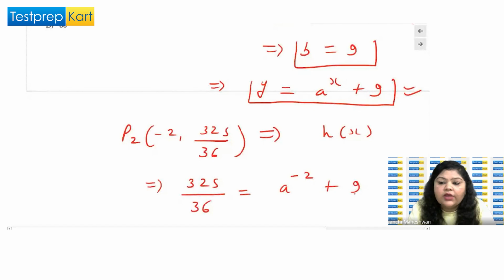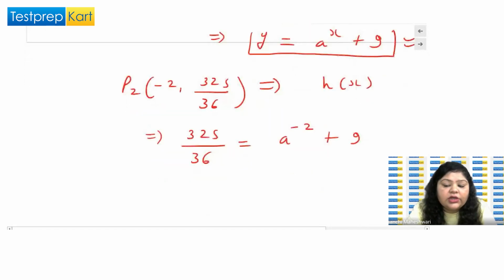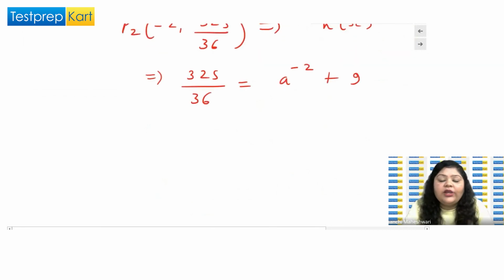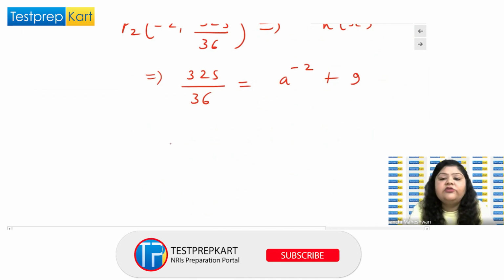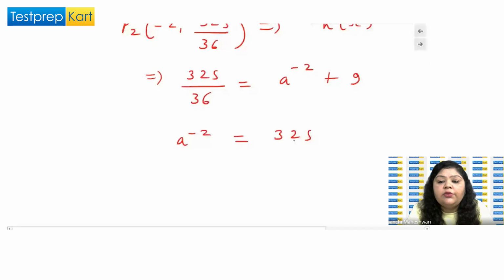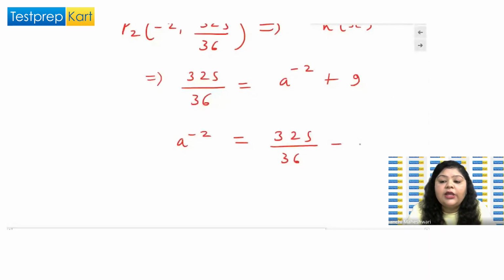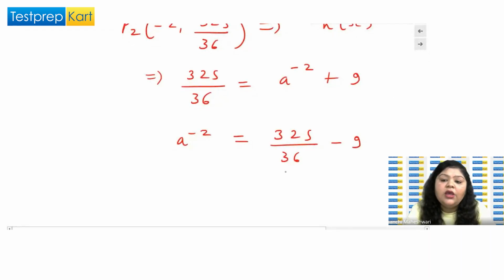That's what we have. Now just simplify for the value of a. A is a constant, but still in this equation it's a variable now. So we have one equation and we have one variable. So just simplify for the value of it. Come on, let's just do that together. So I can say a to the power minus 2 is equal to what? 325 upon 36 minus 9. That's what we have. Now simplify that.